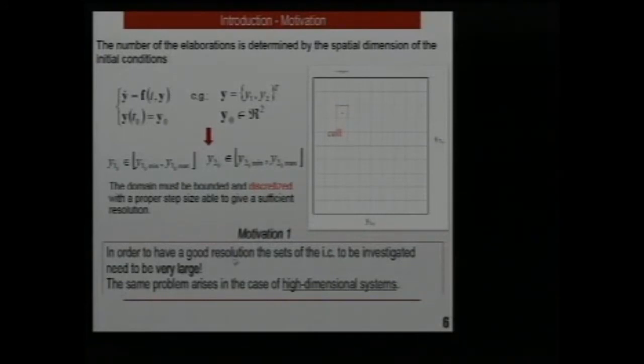So, in order to have a good resolution, the set of initial conditions to be investigated needs to be very large. This is the first point I told you before. And this increases complexity, increases computational effort, as well as the high dimensionality of the system, of course.